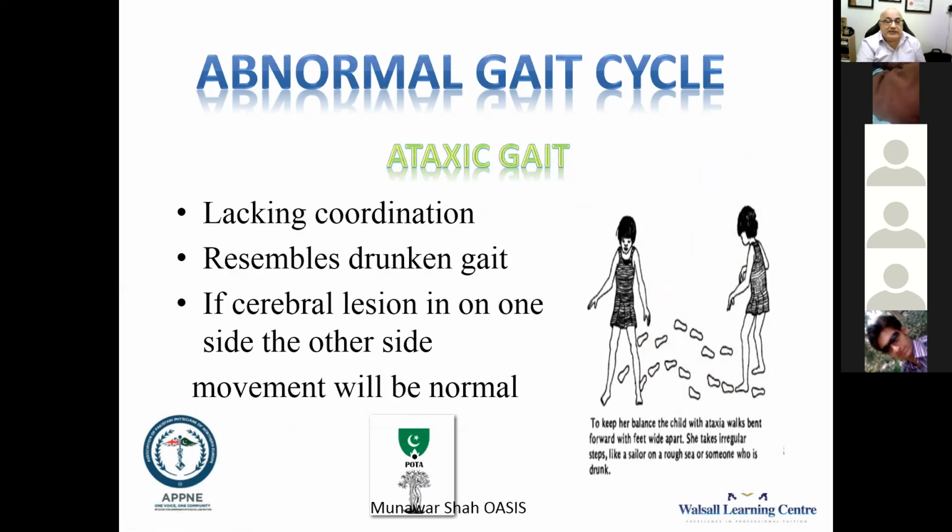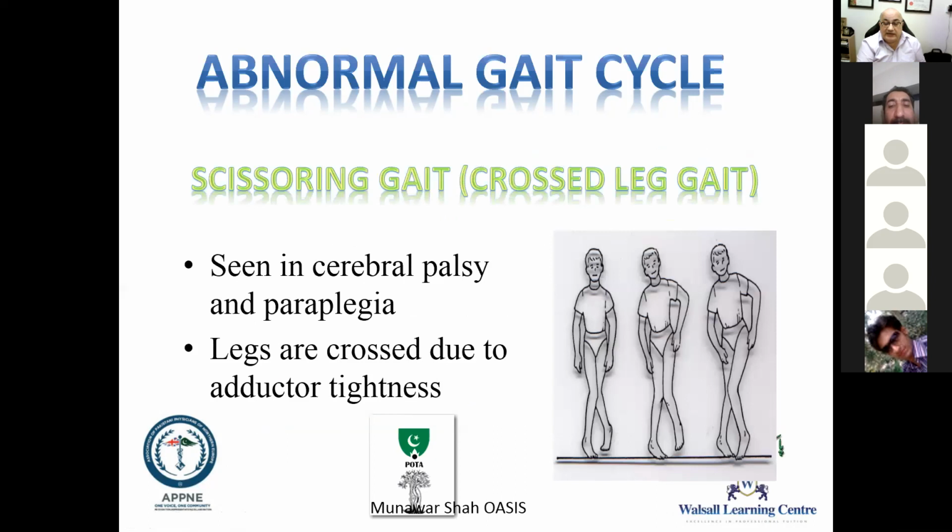So the ataxic gait is like a drunken gait. You walk with broad feet and you don't know where you're walking and you can't walk in a straight line. And these are the people with the ataxic type of cerebral palsy who have it. Basically, if the person is totally uncoordinated, then that means that it's an ataxic gait.